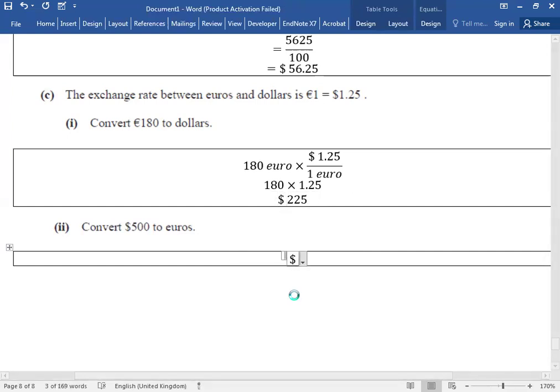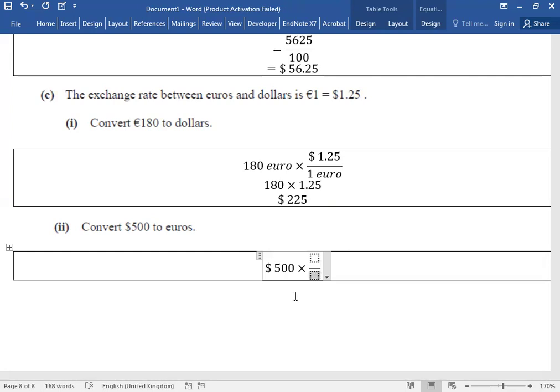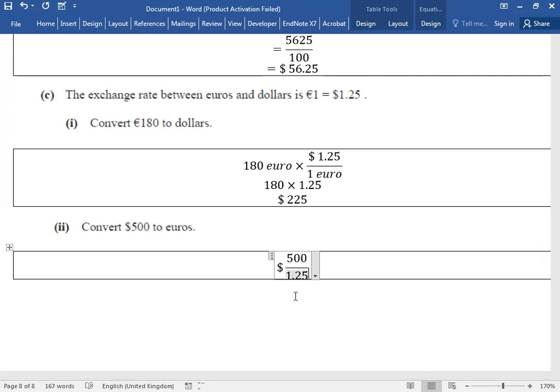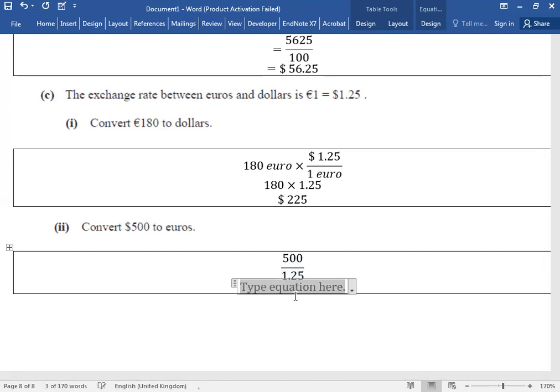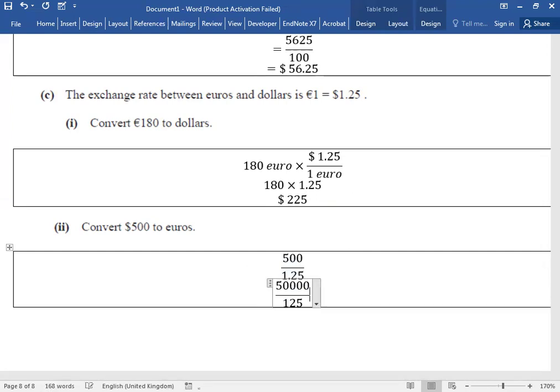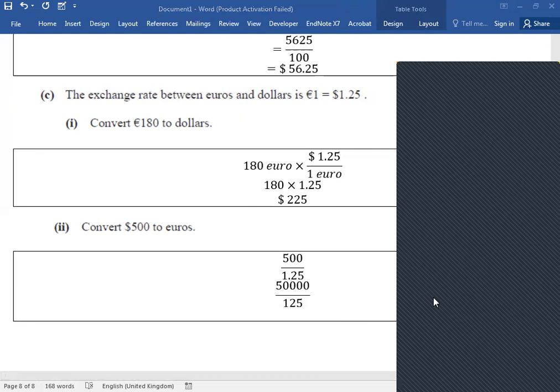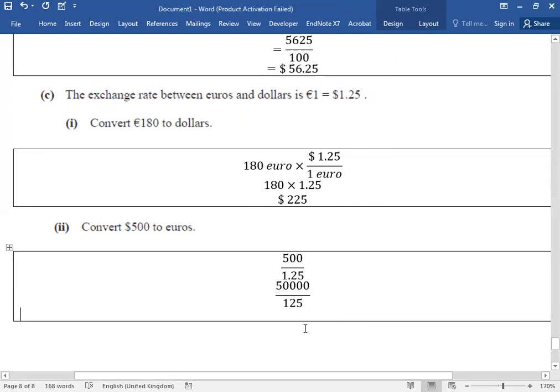The next one is $500 and this has to be converted into euros. So obviously you divide it by 1.25. Decimal में कैसे करते हैं? I just told you people. Now cancel it with 5 and tell me what do you get. एक एक करके 5 से cancel करो. 5 1s are 5, 5 2s are 10, 5 4s are 20. So you get 400.